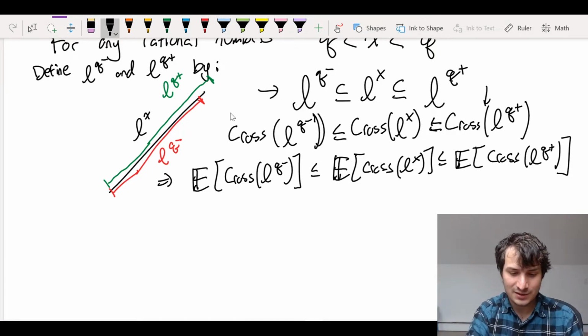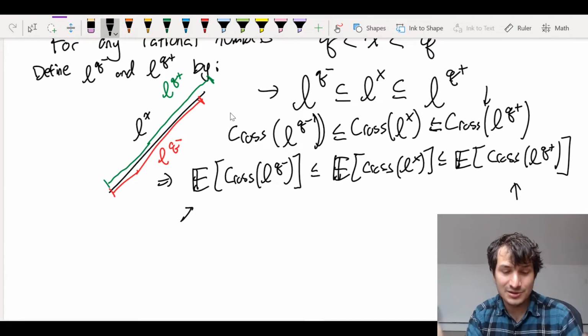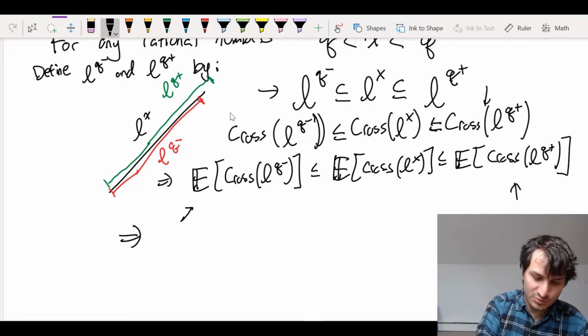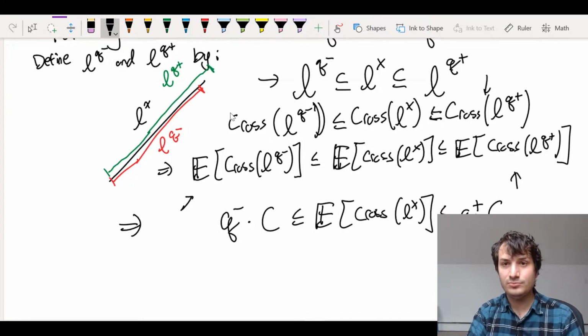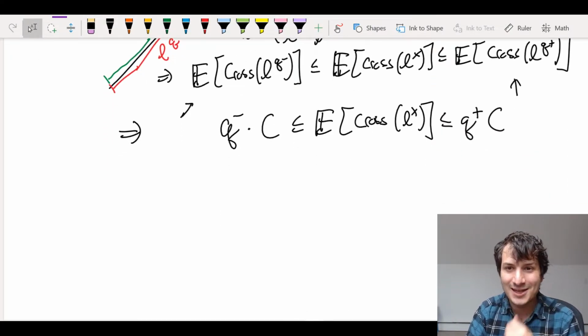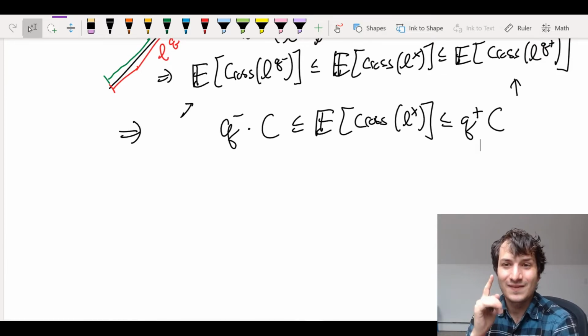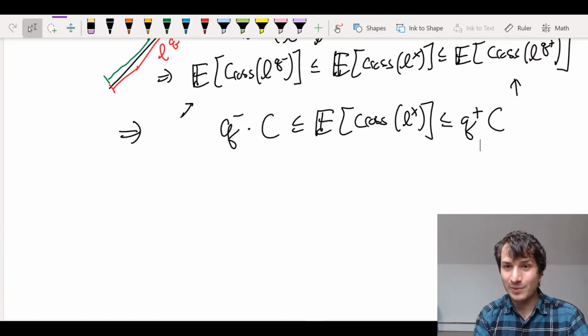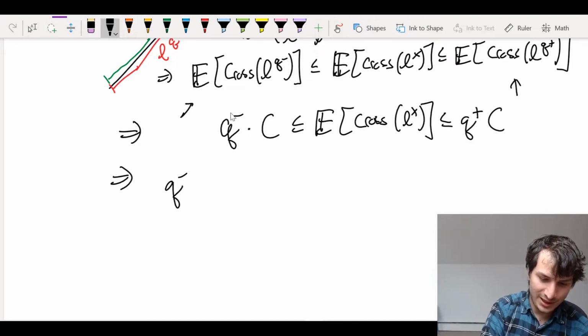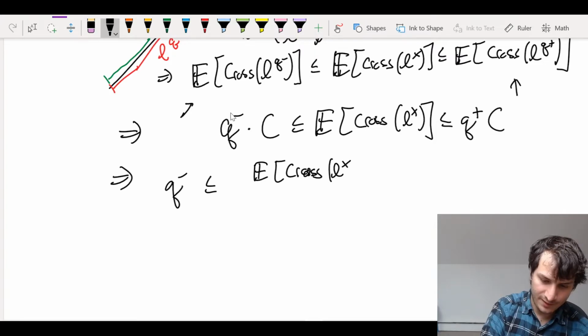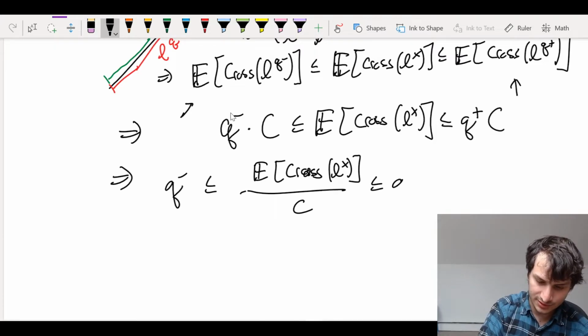But we've already computed the expected values of the two outside pieces in lemma 2. So this implies this one is Q minus times C. The middle piece is what we want, the number of crossings of LX. And this one is Q plus times C. Sorry about that, I was blocking the relevant piece of math. Okay, here we go. So the expected number of crossings is sandwiched between Q minus times C and Q plus times C. Maybe to add one step, let's divide it one more time. So Q minus is less than or equal to the expected number of crossings of LX divided by C, which is less than or equal to Q plus.